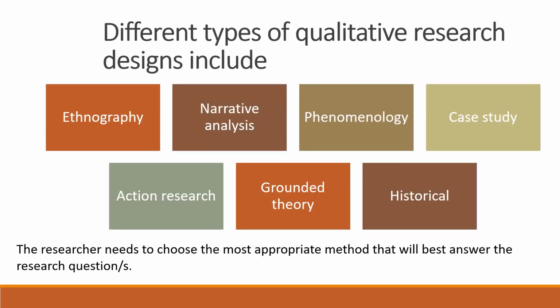I'm going to concentrate for the next few minutes on different types of qualitative research designs. There are different types of designs, and these are just some of them. They certainly aren't all of them. Different designs for taking a qualitative research project include ethnography, narrative analysis, phenomenology, case study, action research, grounded theory, historical research, and there are more, but these are the most common. And the researcher obviously needs to choose the most appropriate design that will best answer the research question or questions.